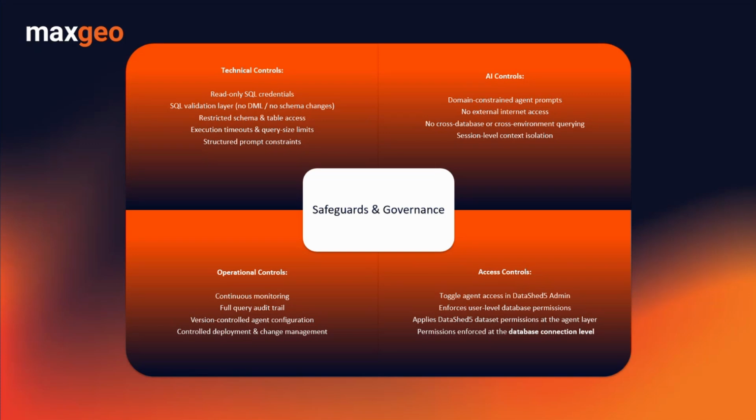Operational controls, I'll cover this off a bit later. With AWS, we've got some continuous monitoring, full query audit trail, which you can always go back onto if you need. Version control and control deployments, that's all with our CI/CD and deployment processes, and also access controls. So I know this was a question that's been brought up a few times by other users. You'll be able to toggle these agents on and off within Datashed 5 admin. So if you only want people to use the knowledge base agent for argument's sake, you can switch the data insights off if you like.